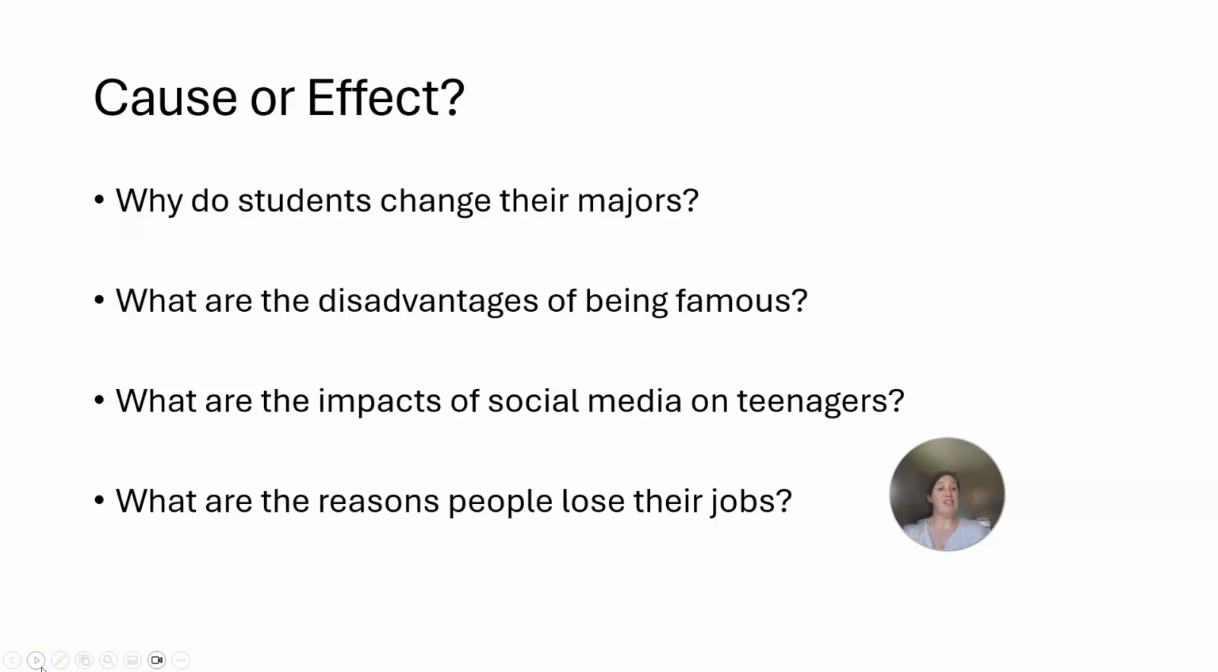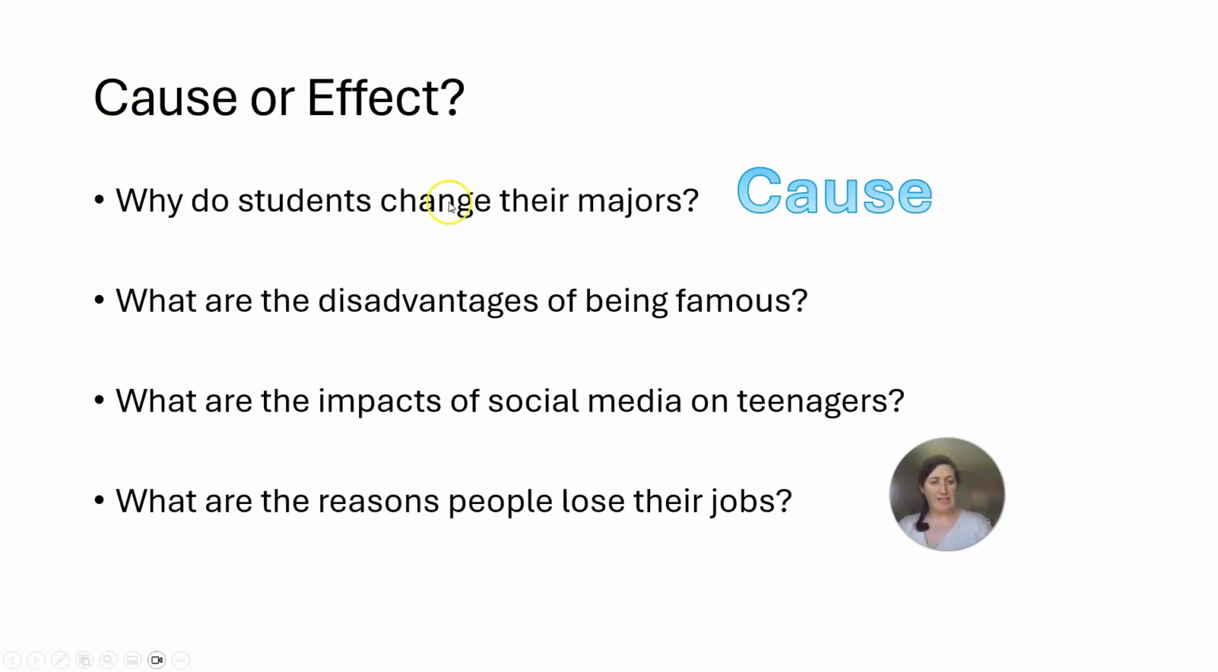Let's look at these 4 topics and you're going to decide whether they're cause or effect. The first topic is, why do students change their majors? Hopefully you've said that was a cause topic. It has the question why. So if you write this essay, you are writing about the reasons why students change their majors, okay? Not about the results, not about what happens after students change their major. What are the reasons, okay?